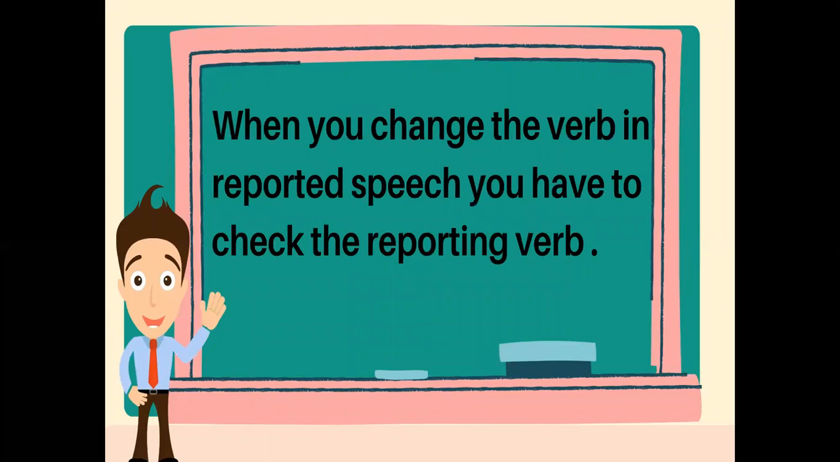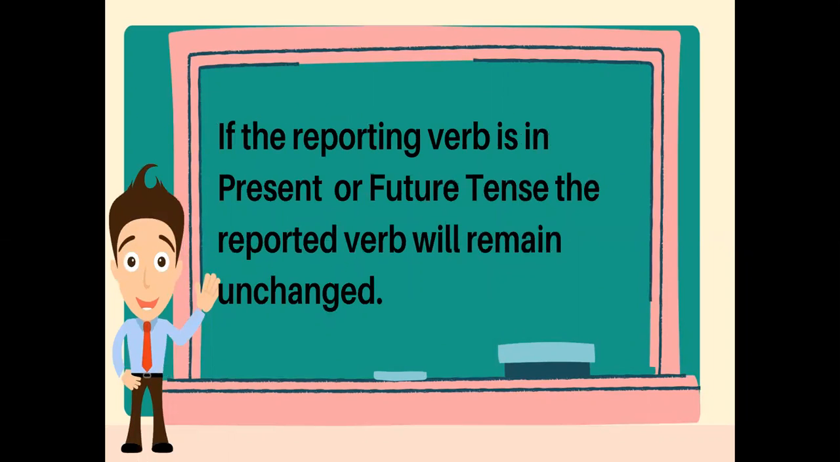Let's move further. Always remember, when you change the verb in reported speech, you have to check the reporting verb. Reporting verb and reported verb are connected to each other. Reporting verb tells reported verb whether it has to change or not. If the reporting verb is in present or future tense, the reported verb will remain unchanged. So check the reporting verb and its tense. It can be in future tense, present tense or past tense. If the reporting verb is in present or future tense, you are not going to change the reported verb.